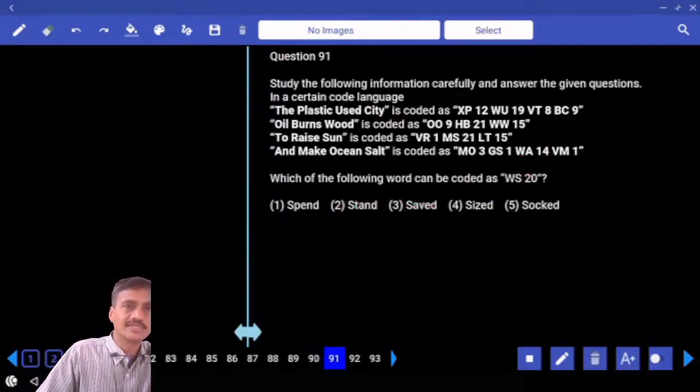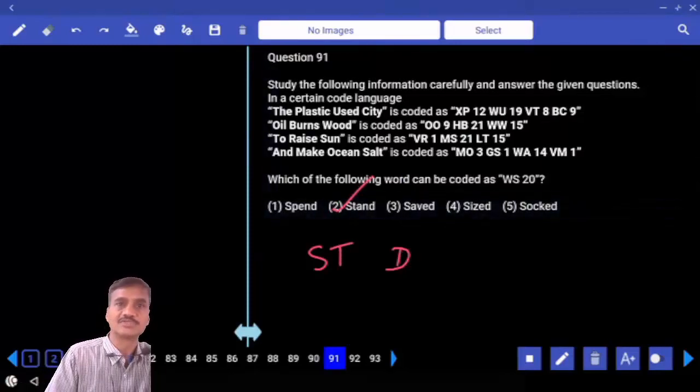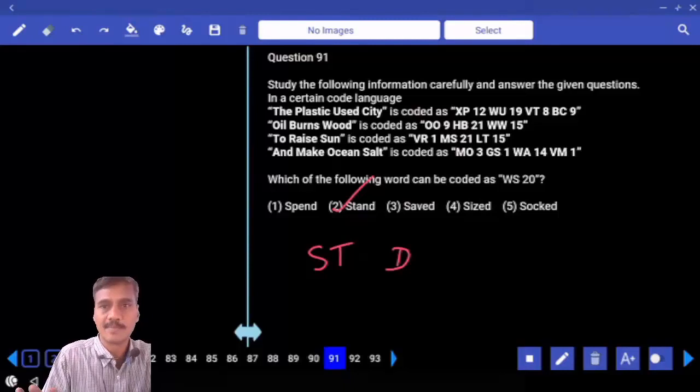And 91, WS20 రావాలి. WS20 రావాలంటే first letter ఏమైపోవాలి చెప్పండి, first letter ఏమో S రావాలి and last letter Wకి opposite letter అంటే D రావాలి. S and D రావాలి. S and D వస్తే 20 రావాలి. 20 అంటే second letter ఏం రావాలి, T రావాలి. STD ఉండాలి. STD మనకి ఎక్కడ ఉంది చెప్పండి, choice సరిపోయిందా.